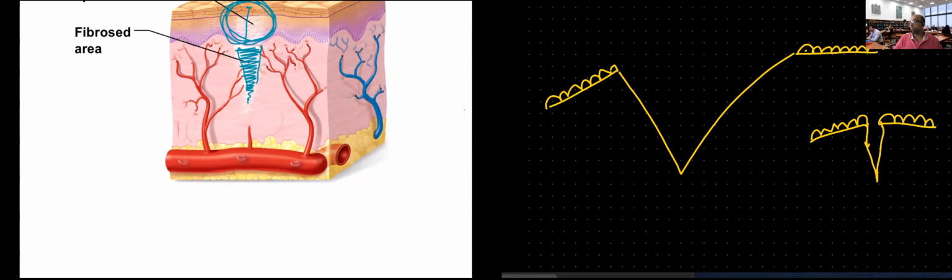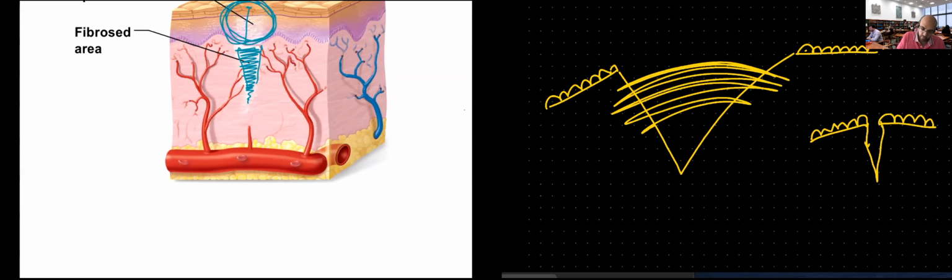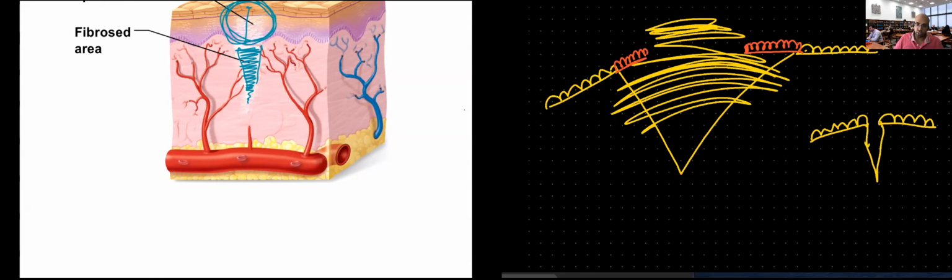Which one do you think is more likely to leave a scar? A large injury or a small injury? A large one. Why? Because the formation of scar tissue here is going to be faster than the ability of the epithelium to regenerate to cover this whole gap. So what I will end up with is scar tissue bulging out like this.